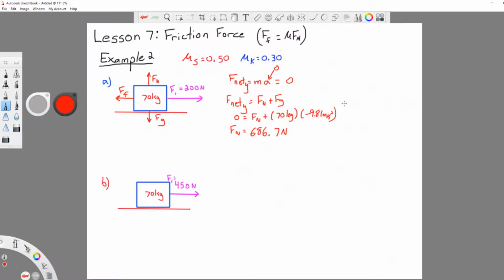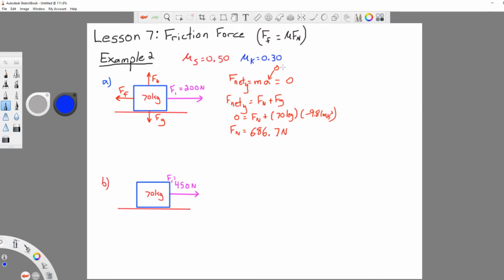686.7 newtons. Alright, now that we have the normal force, let's plug it into the force of friction formula. Now, before we get too far, if you recall from that diagram that I talked about on the last page, there's that value of static friction. Now, if this block begins at rest, which we're probably assuming that it does, it means that there's a threshold value that we have to surpass. And that threshold value is going to be known as the maximum static friction value.